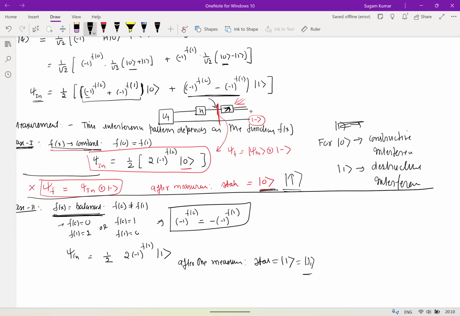But when the function is balanced, so in that situation, for balanced function, 0 state is going for the destructive interference, and 1 state is going for a constructive interference.